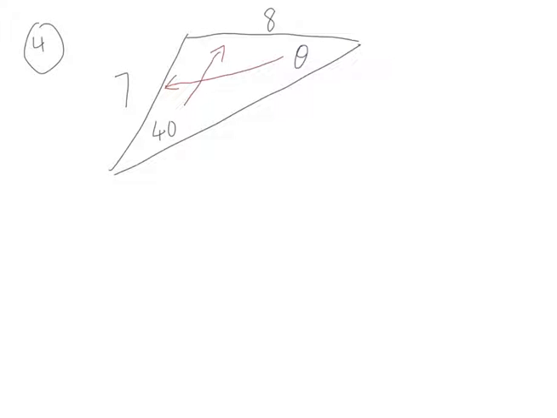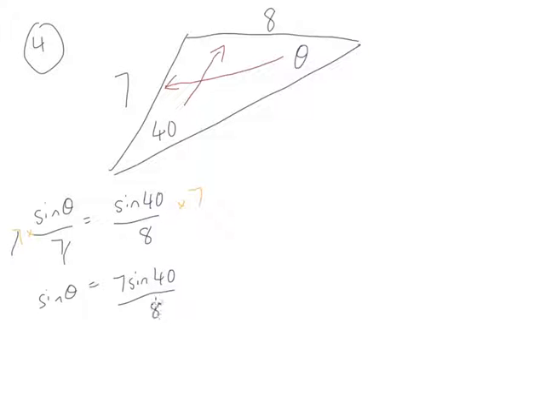So setting up opposite pairs again, that's one of my pairs, that's one of my pairs as well. I'm going to get sine theta on 7 equals sine 40 on 8. So multiplying by 7, they cancel. Sine theta equals 7 sine 40 on 8. Calculating that, 7 sine 40 divided by 8, I get 0.56.